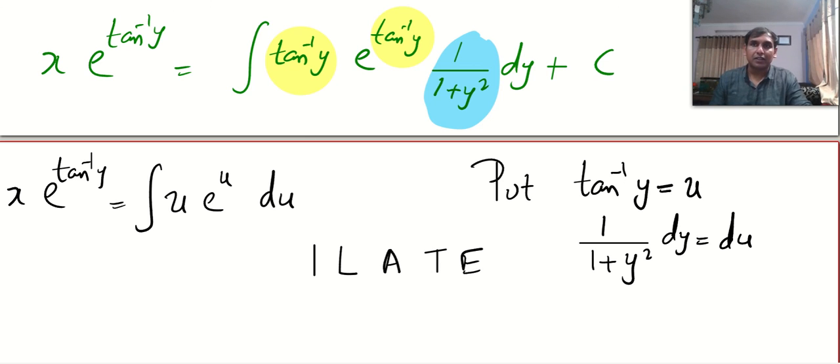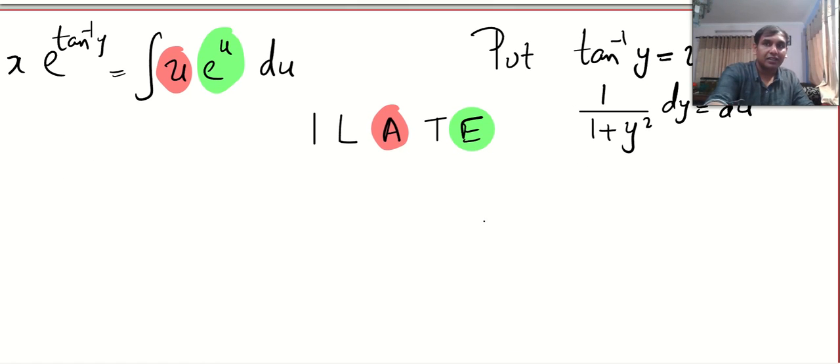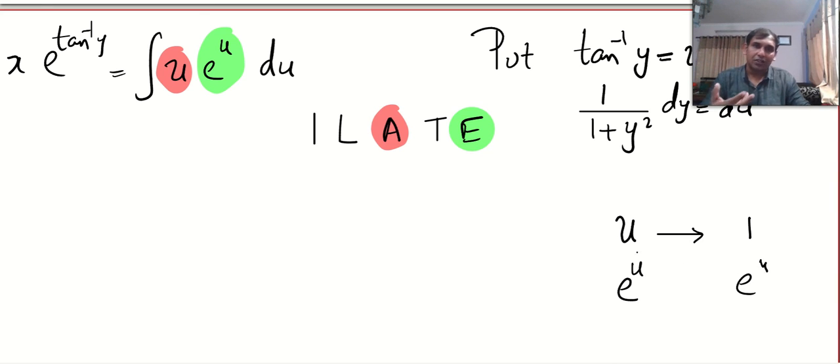Let's see. u is an algebraic function and e power u is an exponential function, obviously exponential. The order is correct. So shall we apply the trick? Write the first function, write the derivative of the first function, and now tell me integration of the second function 2 times. What is integration of e to the power u? E to the power u. How many times? 2 times. Now very simple.